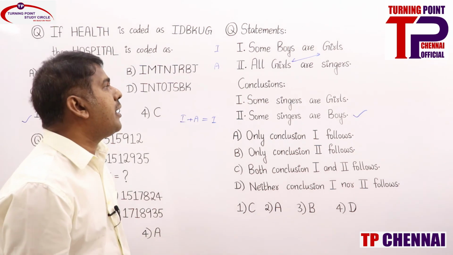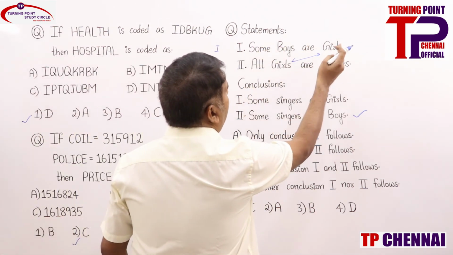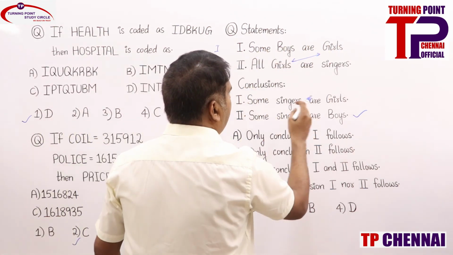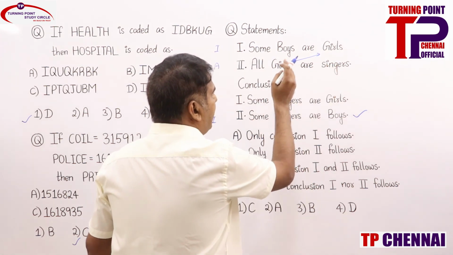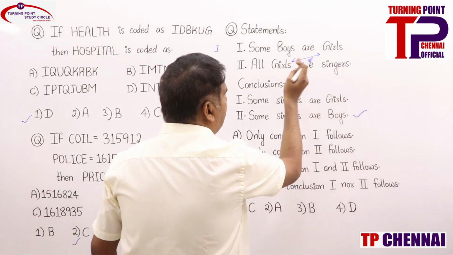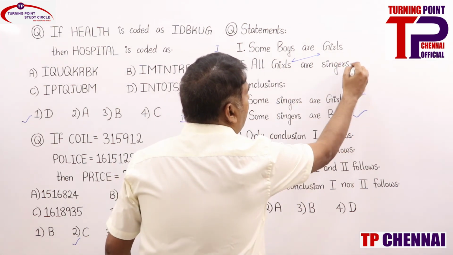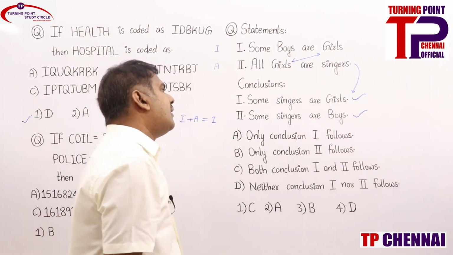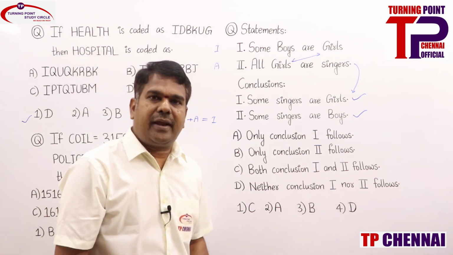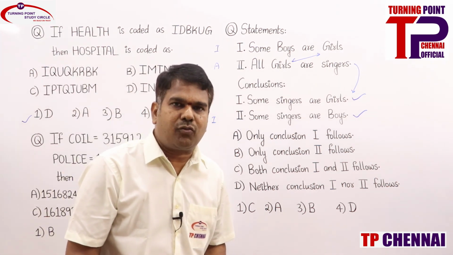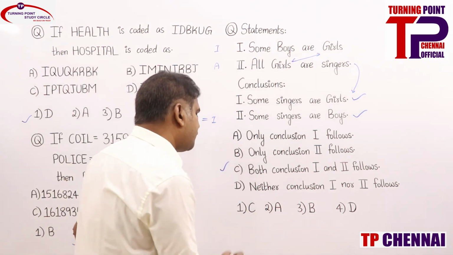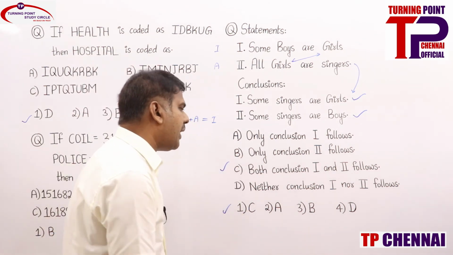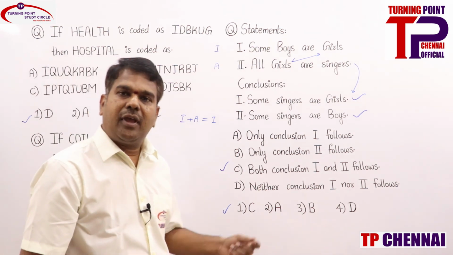Now come to the immediate inferences. Some boys are girls can be converted to some girls are boys. It is not given. All girls are singers can be converted to some girls are singers, some singers are girls. So directly from the A statement, the first conclusion follows, right? A is implied by I, A can be converted into I. So both follow, which means C, the first option. Go ahead with the first option. Are you clear?